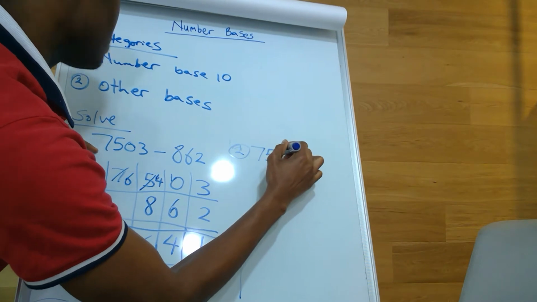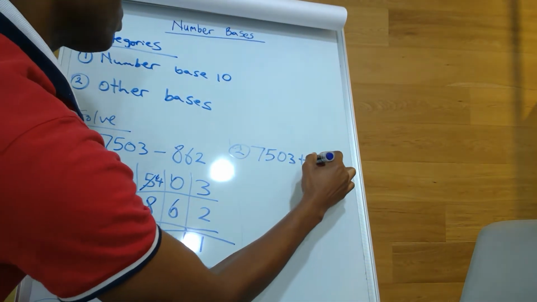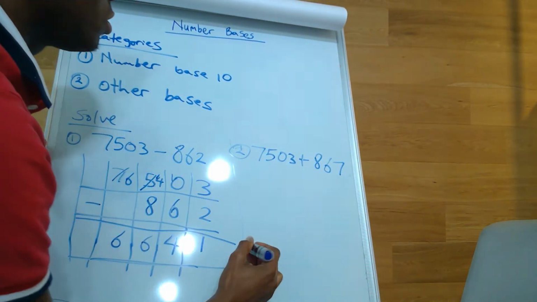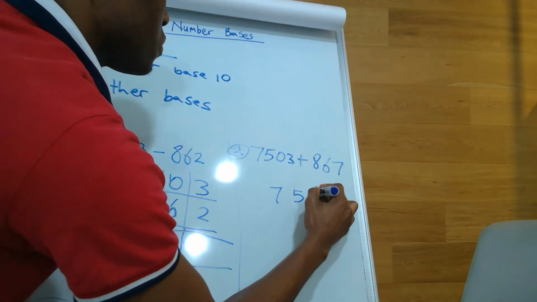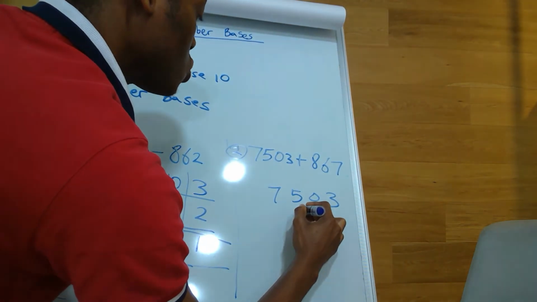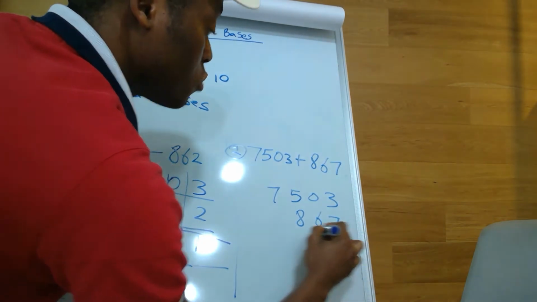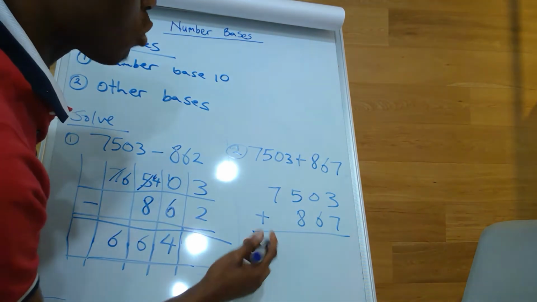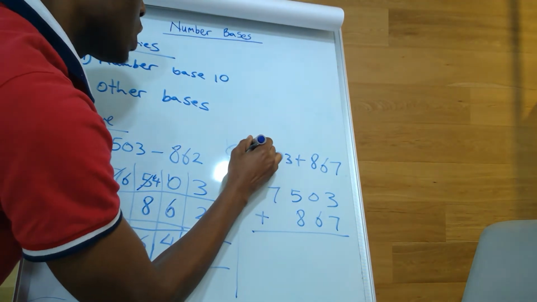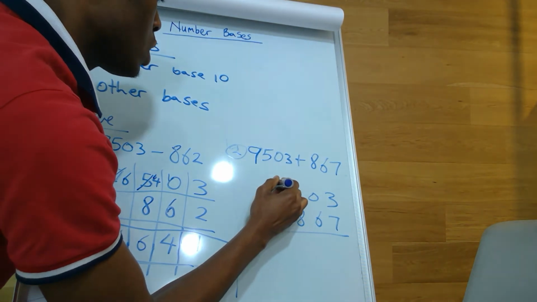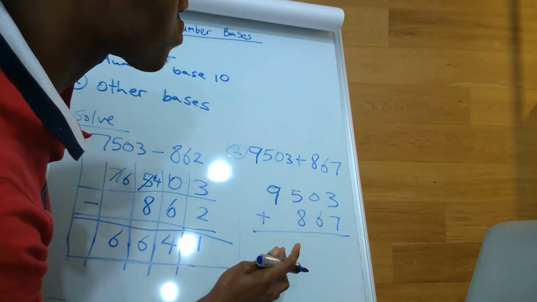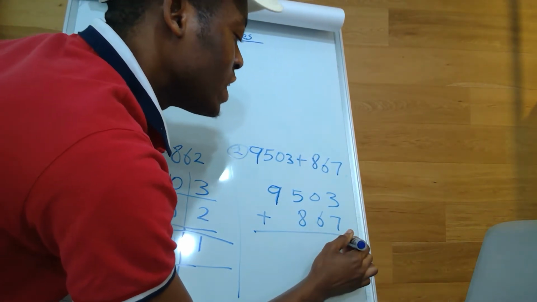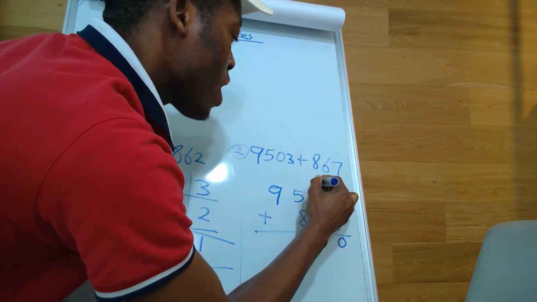Now let's try to solve this question in another format. Let's assume we are given 7503 plus 867. These are primary school questions, things that we've known before. We are just using it. This one is minus, this one we are using plus. Now let's look at what we have here. Please, let's make this one to be 9. I want us to get something that has 10. Now, this is 3 plus 7. The answer is 10. We cannot write 10. We write 0. We transfer 1 to here.